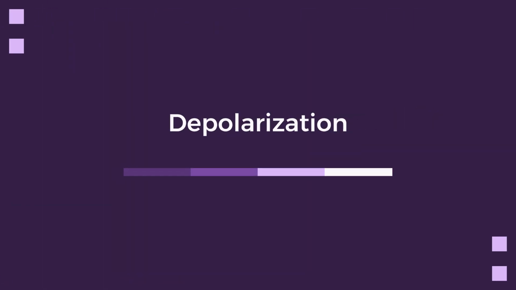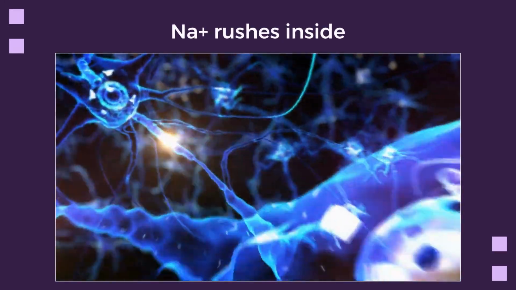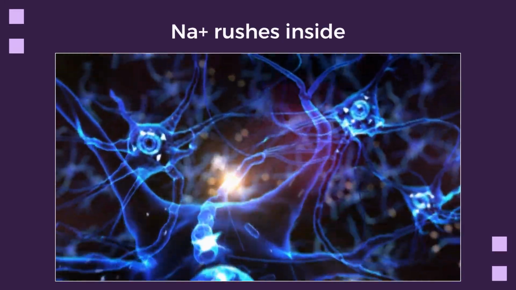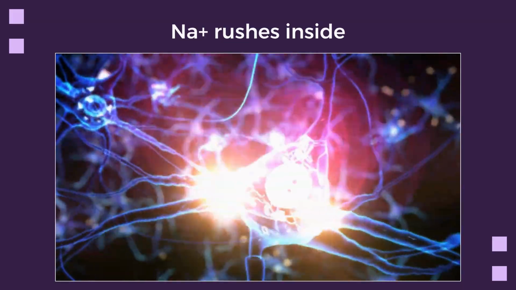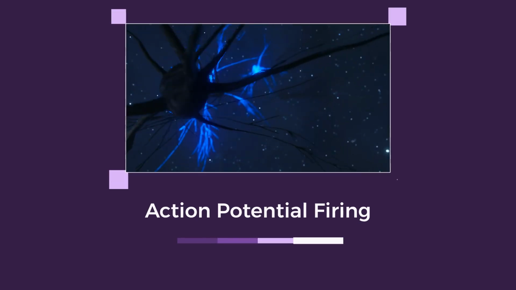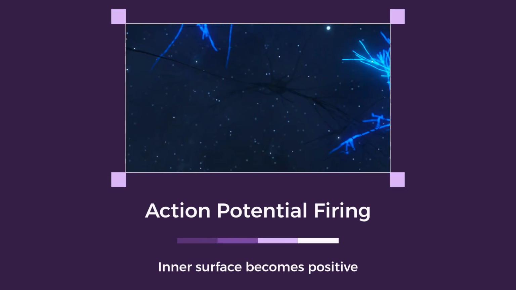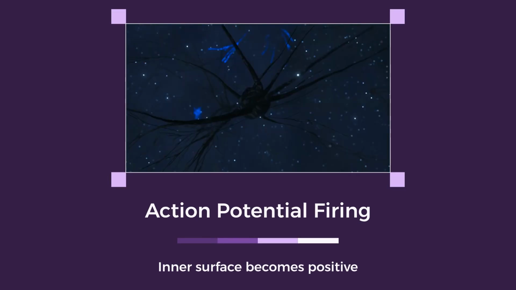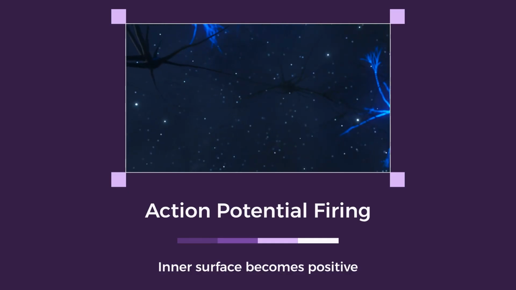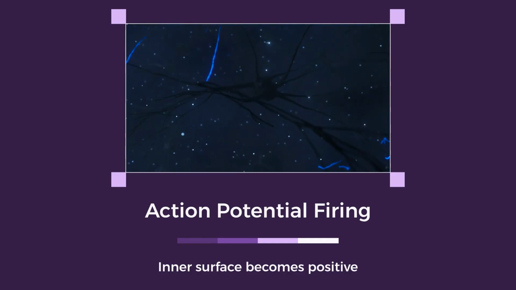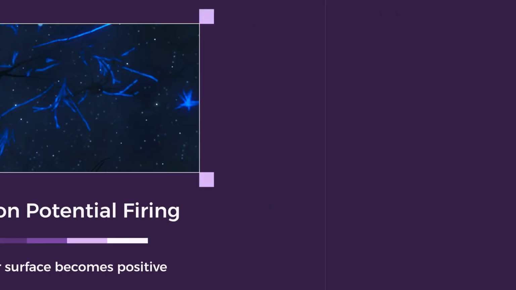Next, let's look at what happens when a neuron receives a stimulus, leading to depolarization. When a stimulus arrives, voltage-gated sodium channels open, causing sodium ions to rush inside the neuron. This sudden inflow of positive ions makes the inner surface positively charged. If the stimulus reaches the threshold potential, an action potential is generated and moves along the axon.